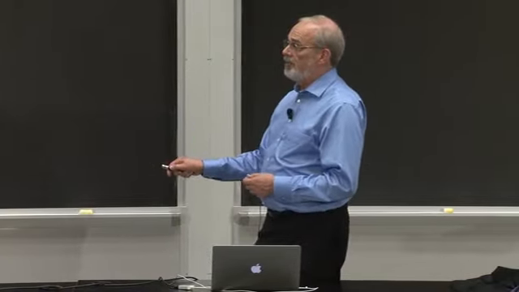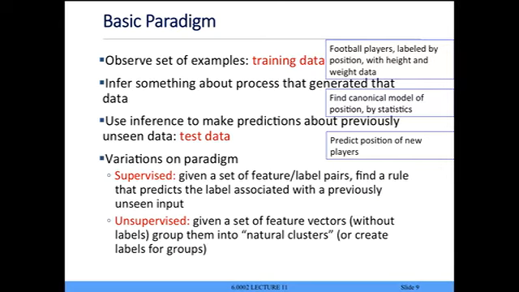The first one's called supervised learning. In that case, for every new example I give you as part of the training data, I have a label on it. I know the kind of thing it is. And what I'm going to do is look for how to find a rule that would predict the label associated with unseen input based on those examples. It's supervised because I know what the labeling is.